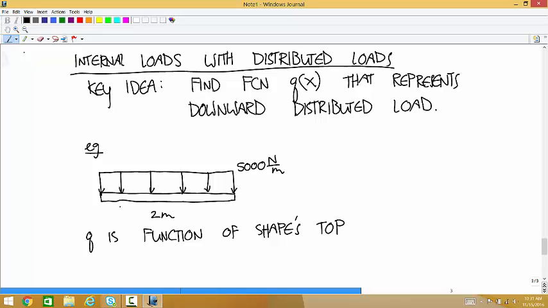So in this case, we'll call this point x equals 0, and positive x goes this way. So what's a function that represents the height of this line at every x value? It's sort of a trivial question. Just 5,000, it's constant. So in this case, q of x is equal to 5,000.